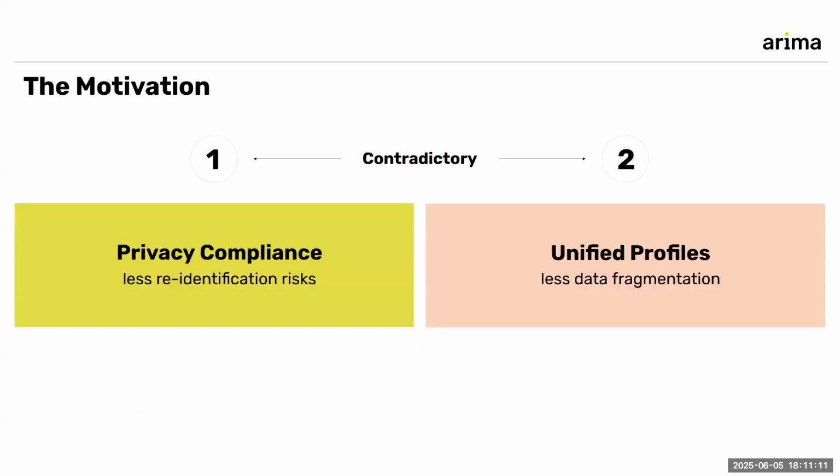So what's the motivation behind creating synthetic data? Well, for marketers in particular, there are two things you're looking for. You're looking for privacy compliance. So you want to make sure that the data sets you're using are privacy compliant. There's no re-identification risks. There's no use of personally identifiable information. You're making sure people are giving you consent when you use this data set. So that's one thing you want to make sure.